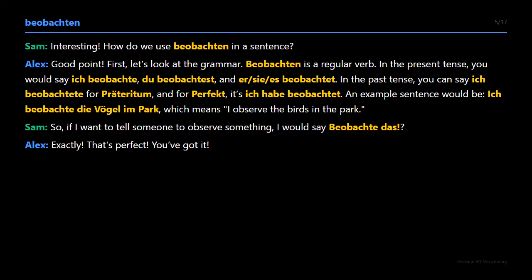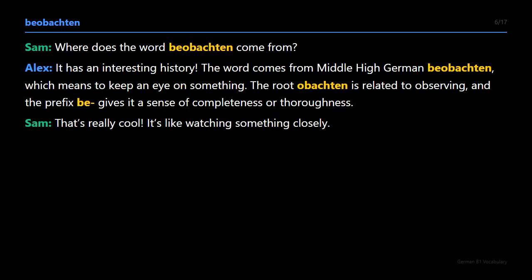Where does the word beobachten come from? It has an interesting history. The word comes from Middle High German beobachten, which means to keep an eye on something. The root obachten is related to observing, and the prefix gives it a sense of completeness or thoroughness. That's really cool. It's like watching something closely.